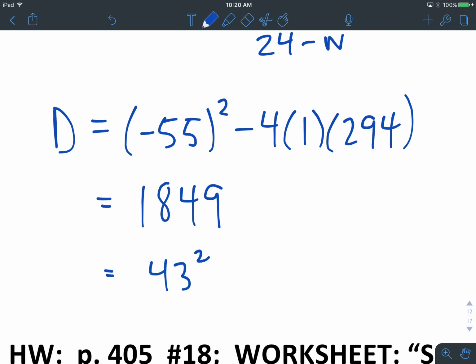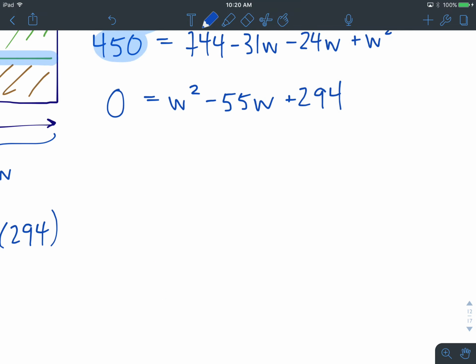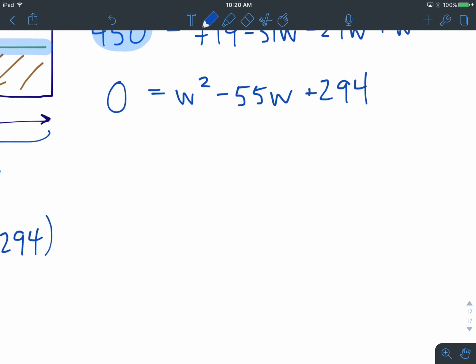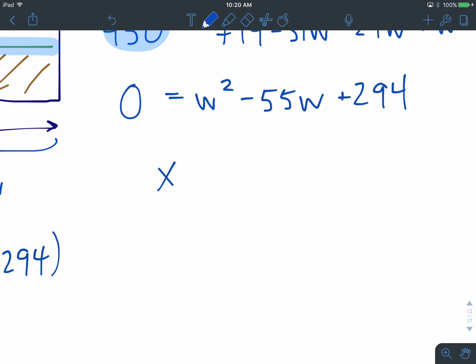But if this is a little bit too extreme, if you don't necessarily want to try to figure out how to factor this thing that multiplies to 294 and adds to negative 55, then we can always just go ahead and use the quadratic formula. So that's actually what we're going to do today. We're going to do just our quadratic formula.